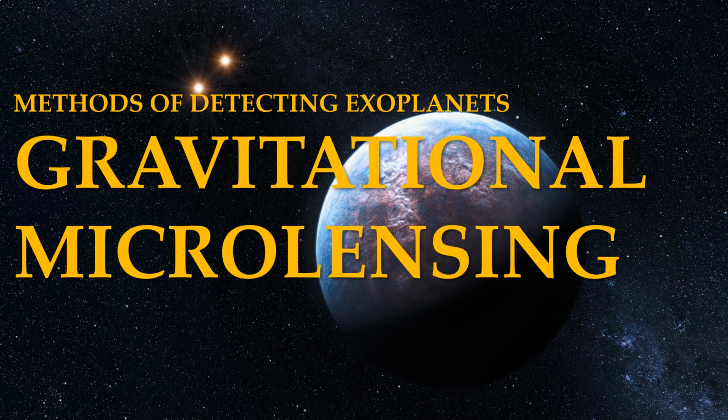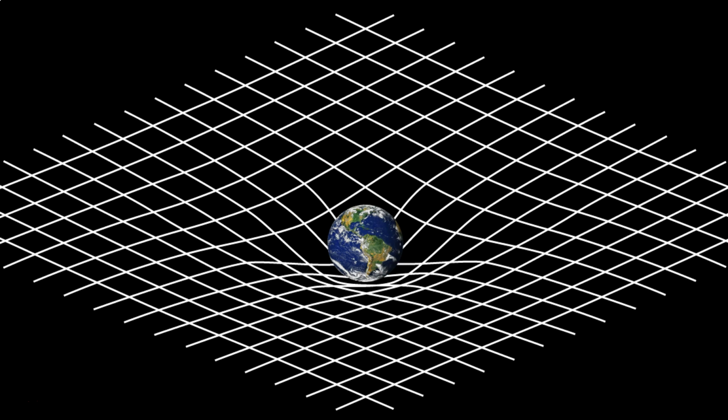Okay. So before we actually begin, one thing you have to remember with gravitational microlensing is what is actually causing it. If you remember, we talked about Einstein's theory of general relativity, which focuses on gravity being a result of the curvature of space-time. So what you see here is Earth curving space-time itself, and this curvature is what the moon follows in its orbit around Earth.